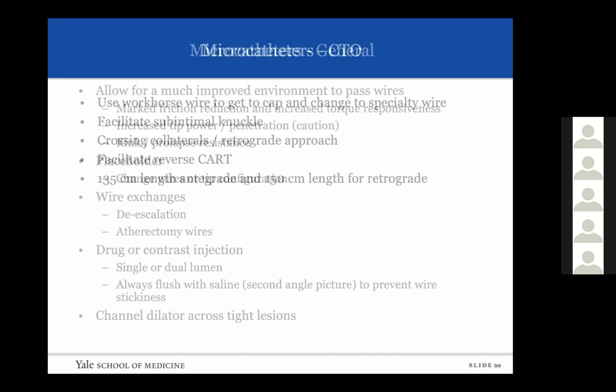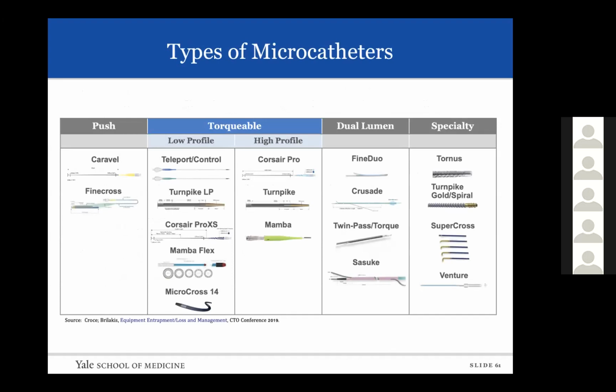We talked a little bit about this. Just want to make sure I leave enough time for Jephtha. So microcatheters come in different flavors. There's ones that you should just push, the Caravelle and the Fine Cross. There are torqueable microcatheters, which you can rotate to change your linear friction into rotational friction, and it greatly aids in crossing tight lesions. Dual lumen, Sasuke, and Twin Pass. And then we have some specialties. Turnpike Spiral, Turnpike Gold, Supercross, and Adventure.